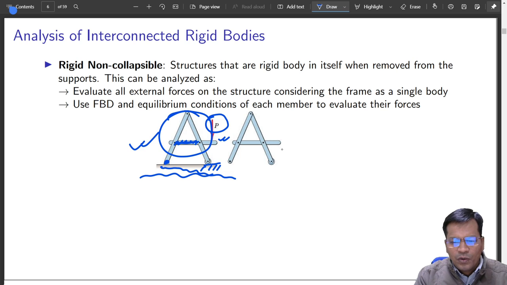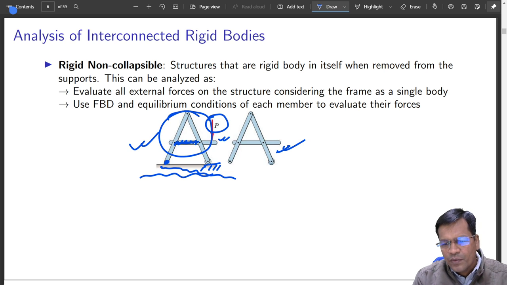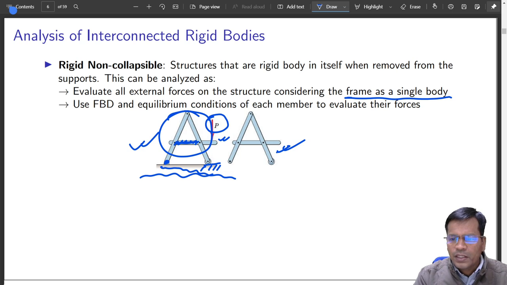That means the whole of this is a rigid body; it cannot be collapsed. So in this case, we evaluate all the external forces on the structure the way we did it, considering the frame as a single rigid body, as a single body. So we can easily find out the reaction forces.